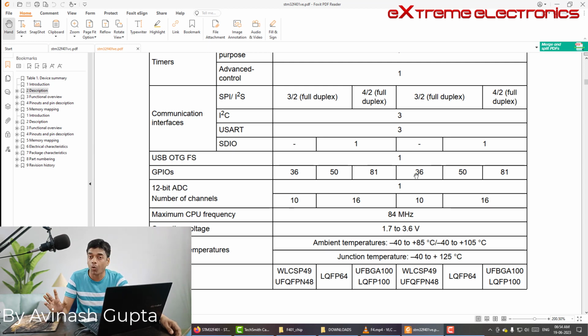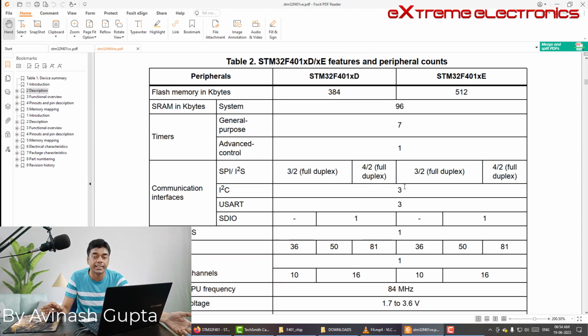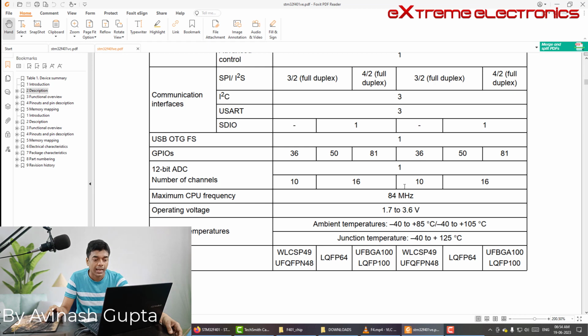Please note down all the key parameters from this datasheet and keep them handy so that you can easily access and recall them. And in the last row, we can see the available packages. Here in the left hand column, this D variant chip is available in a 49 pin variant, 48 pin variant, then a 64 pin variant, and finally the 100 pin variant. And the same is the case with the higher memory variant.